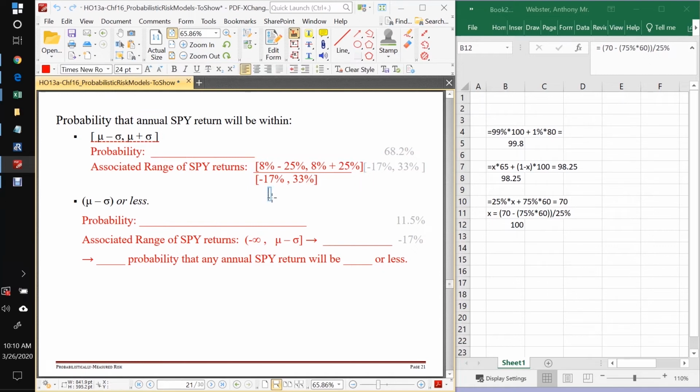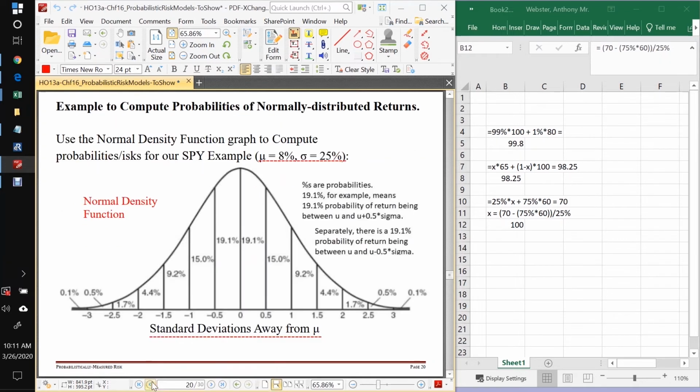Okay, so that's the range that we're going to be in. And now let's go back to the graph and get the probability. Okay, so here's my mu, which for us equals 8%, right in the middle there, and also sigma equals 25% here. We can put that over here just so we remember it.